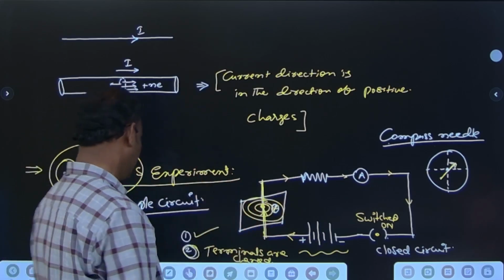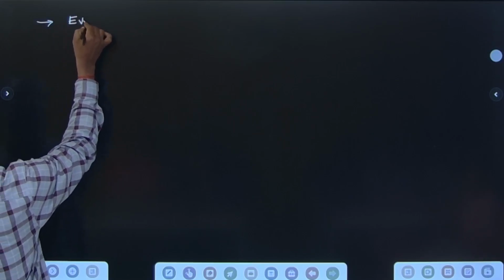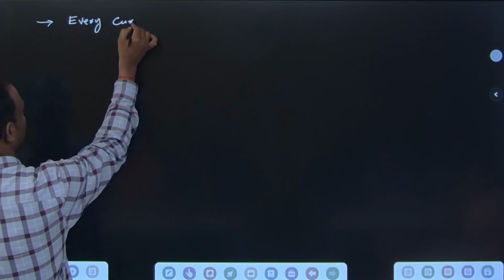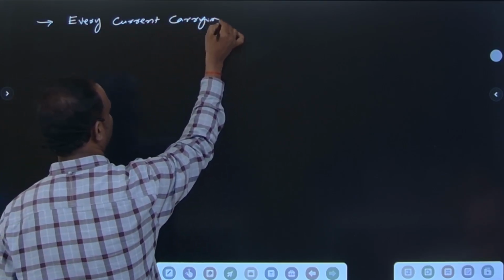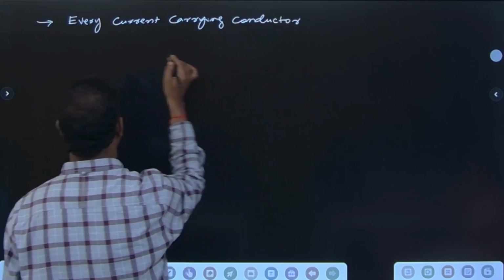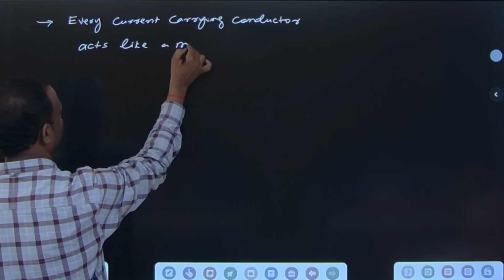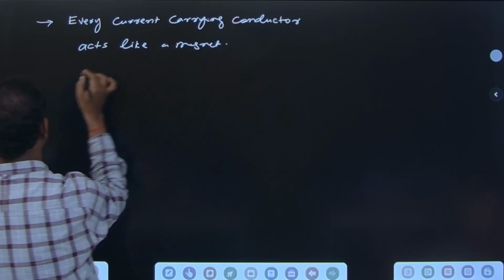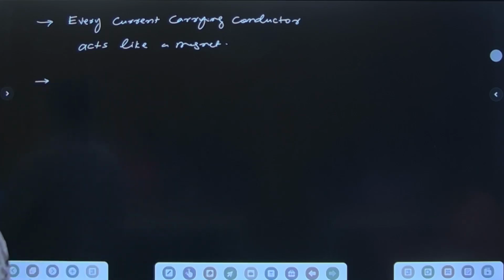So from this he concluded that every current carrying conductor acts like a magnet. This was the statement from Oersted's experiment.